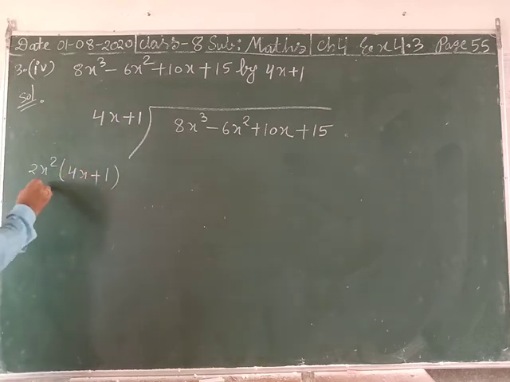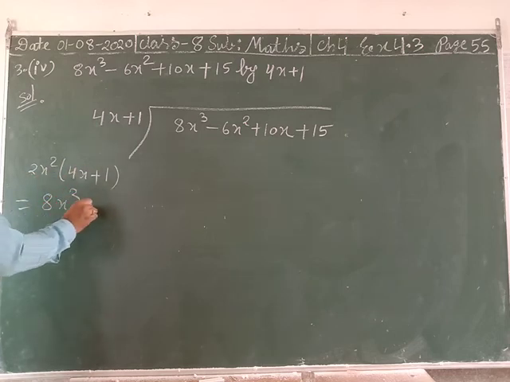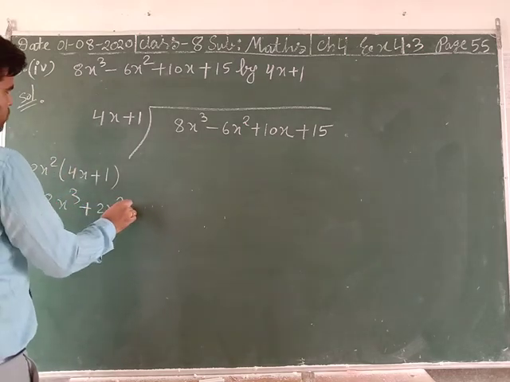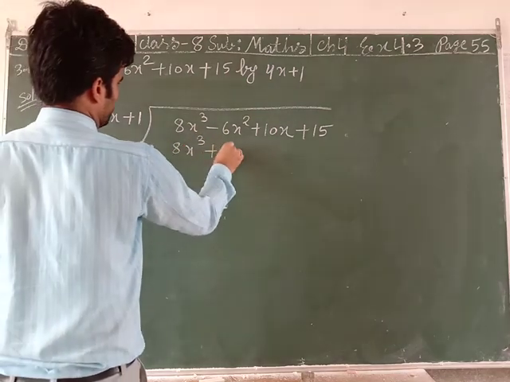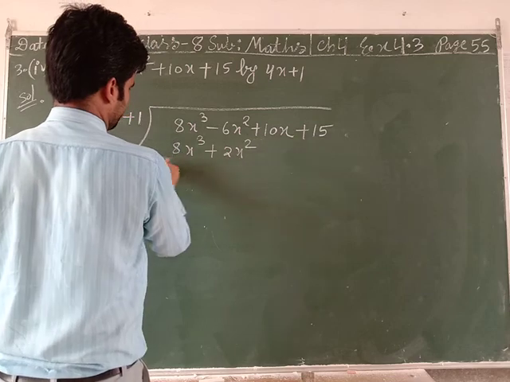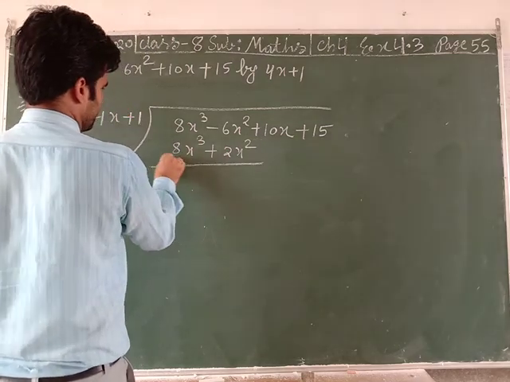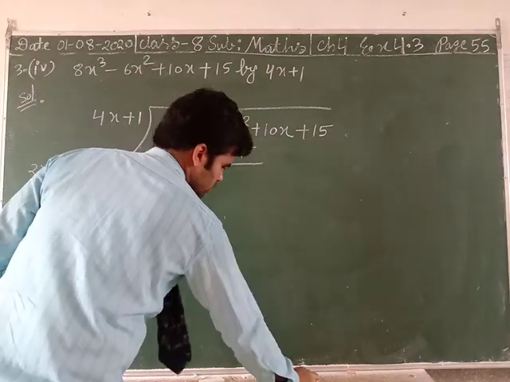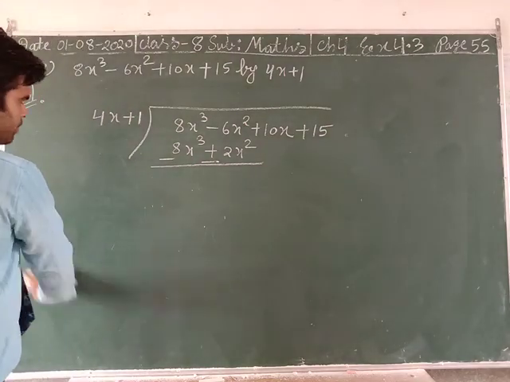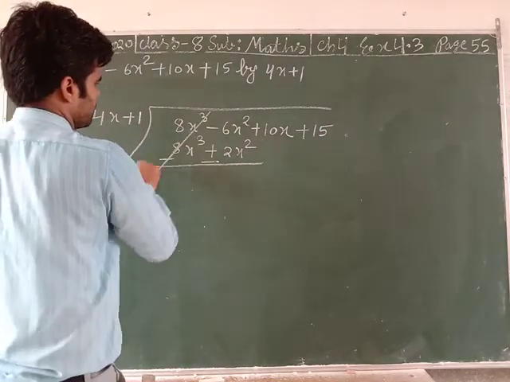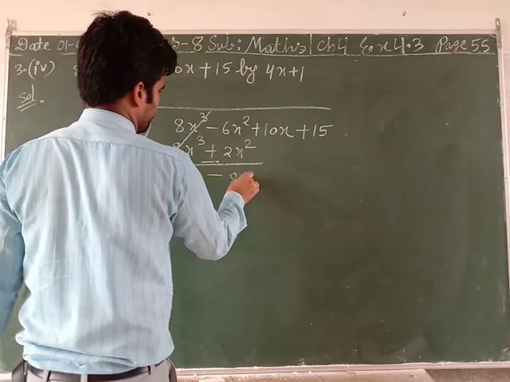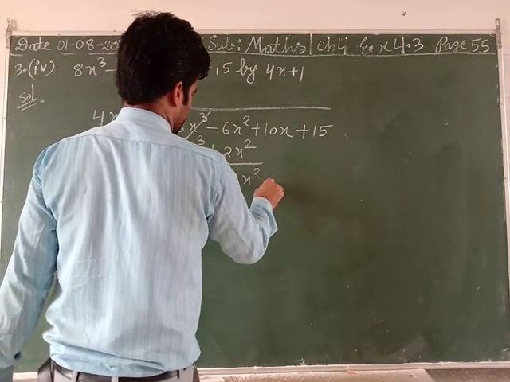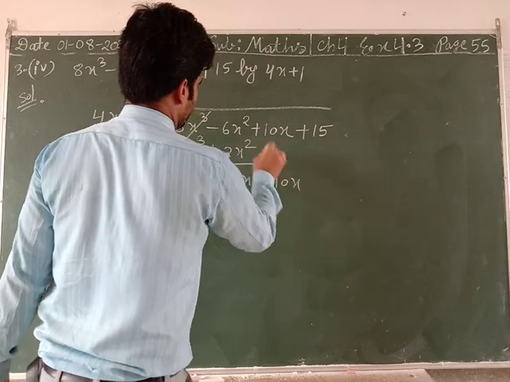2x square, 2 into 4, 8x square into x cube plus 2x square. So here I write 8x cube plus 2x square minus. So students, this rough I erase. Now plus minus will get cancelled, and minus 6 minus 2 become minus 8x square plus 10x will carry.